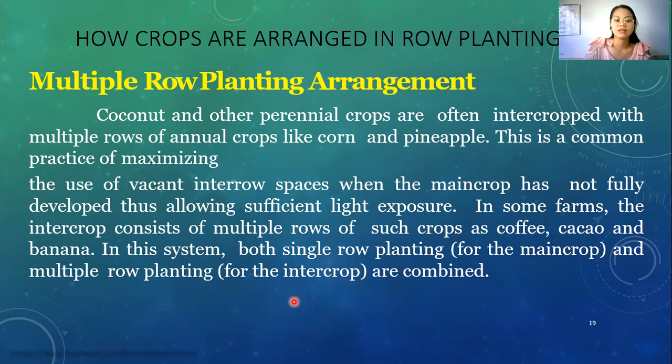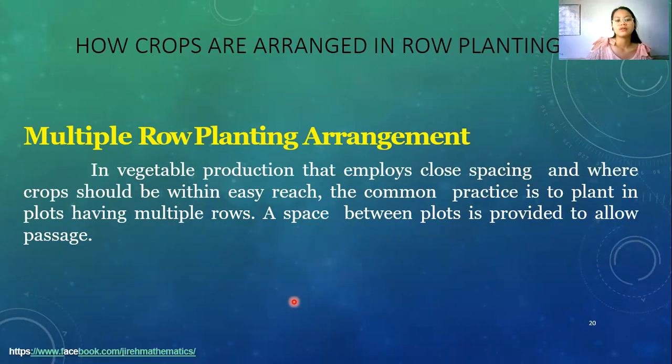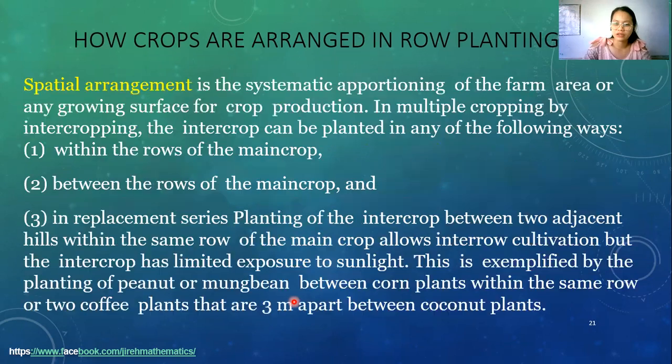In some farms, the intercrop consists of multiple rows of crops such as coffee, cacao, and banana. In this system, both single row planting for the main crop and multiple rows for the intercrop are combined. It is also not just for perennial crops or annual crops. Even in vegetable production, it also employs close spacing where crops should be within reach. The common practice is to plant in plots having multiple rows. A space in between plots is provided to allow passage and, of course, ease or convenience during cultivation time.